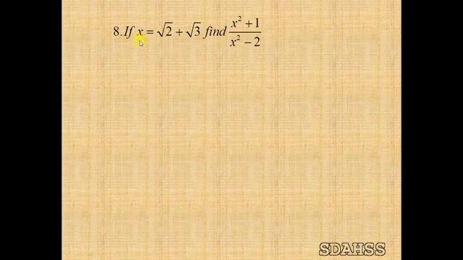Eighth sum. If x is equal to root 2 plus root 3, find x square plus 1 divided by x square minus 2. Consider x is equal to root 2 plus root 3. First you find out x square.